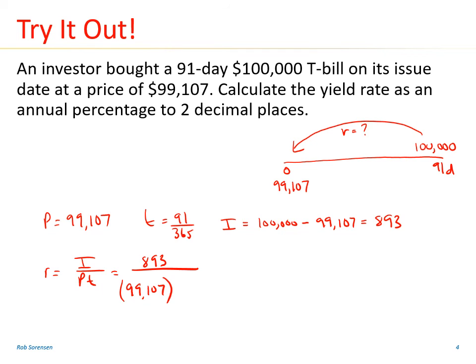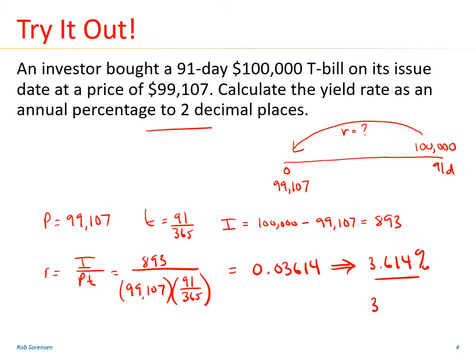That's sometimes a mistake people make. They think, oh, I got to put the 100,000 in there. But don't forget, it's P. That's the original amount, isn't it? So it's the 99,107. And we said 91 days. Put that all together, and I get 0.03614, which now becomes a percent of 3.614%. Oh, sorry, that was the 3 decimals, wasn't it? And the question said 2, so I guess I better be careful about that. 3.61 then, wouldn't it? 3.61%, that's the final answer.